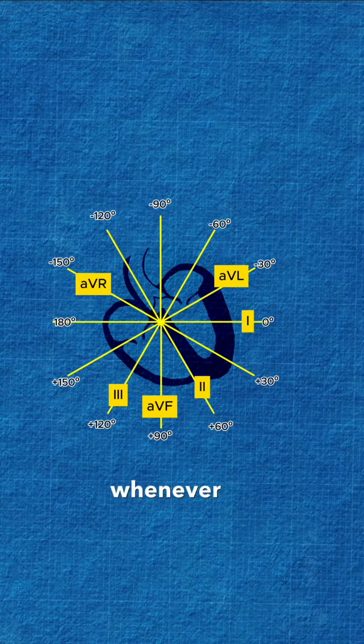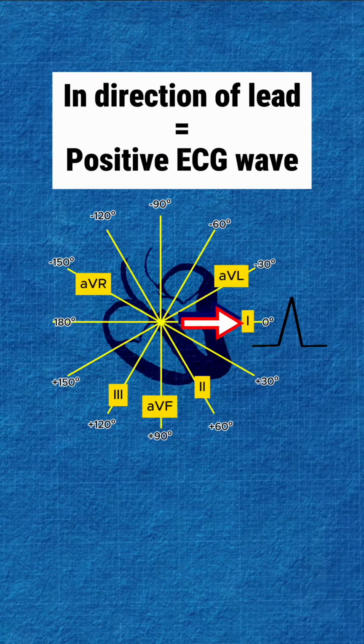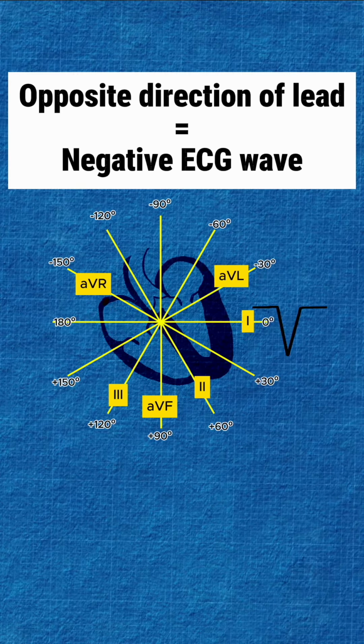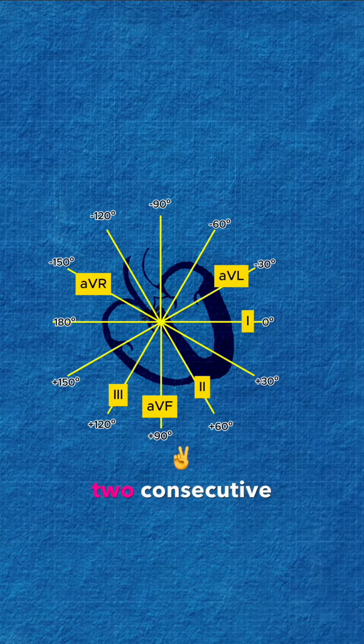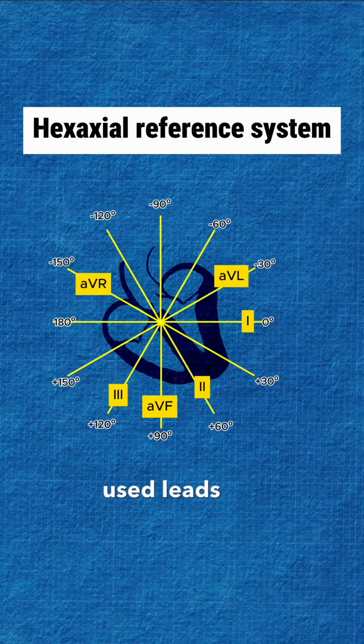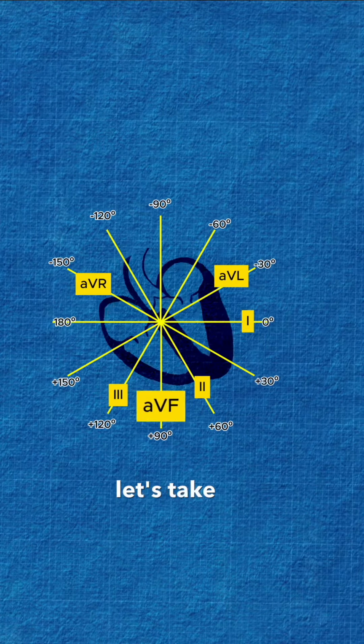First, understand that whenever an impulse goes towards the lead, it generates a positive deflection. And whenever it goes away from the lead, it generates a negative deflection. You can take any two consecutive leads on this hexaxial reference system and determine the axis. But the most commonly used leads are lead 1 and aVF. So let's take an example.